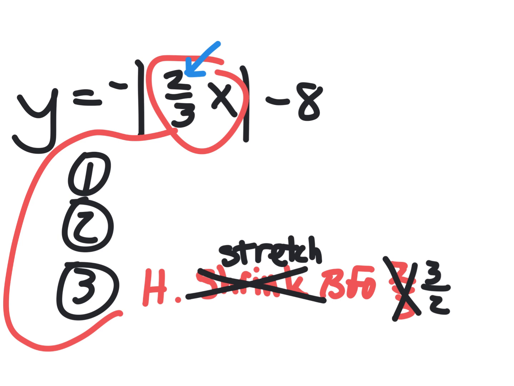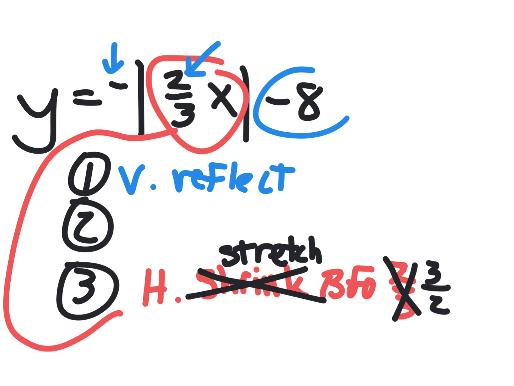All right, now this negative, is that on the inside? So I have to do opposite of everything? No, that's on the outside. So it's a vertical on the outside and it's a reflect. I think we did that 3 times. And then this, down 8. That's the easy part.